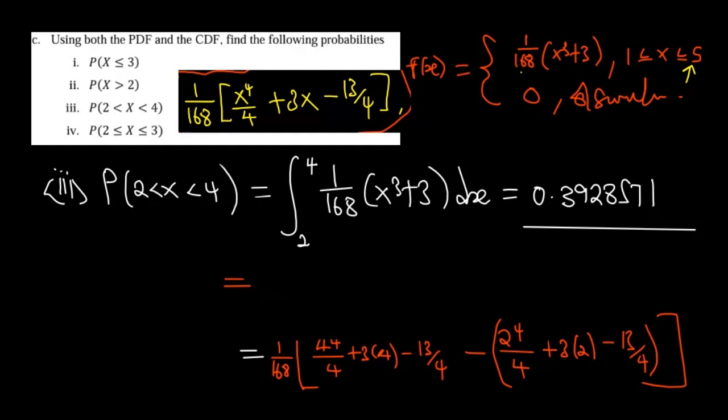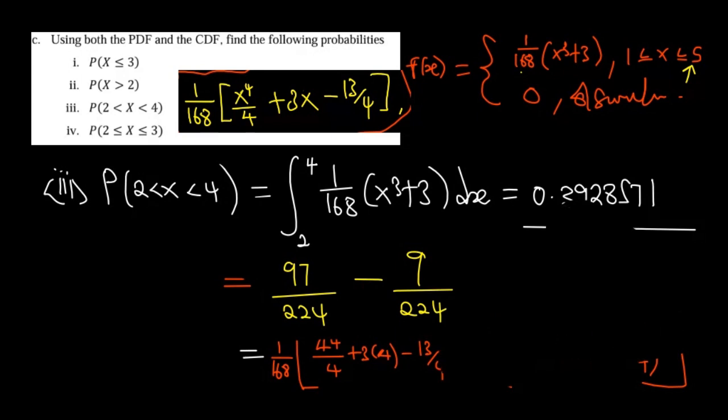What I'm getting is 97 over 224, not 79. If you want, you can just get a decimal number here, it's also fine. And then minus this part here. Let me do it again: 2 to the power 4 divided by 4 plus 3 multiplied by 2 minus 13 divided by 4, and then I multiply by the 1 over 168. I'm getting 9 over 224 like this. And then I can subtract these now.